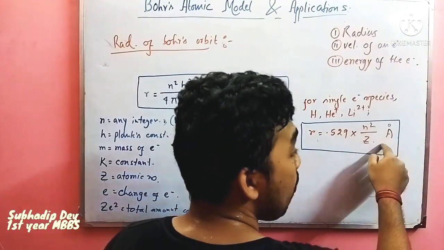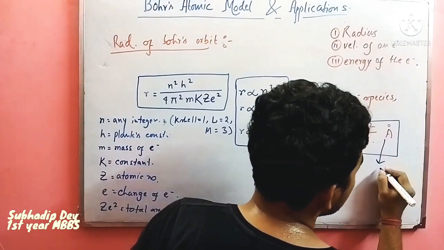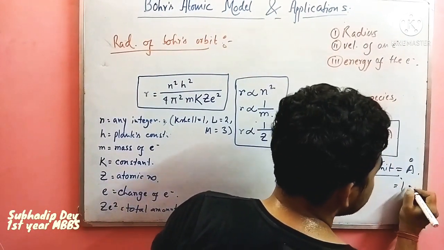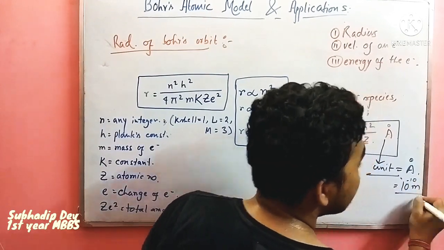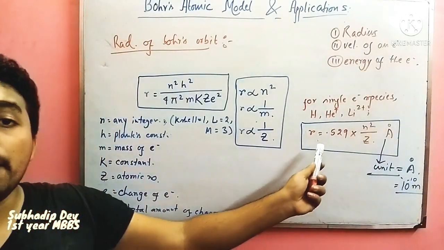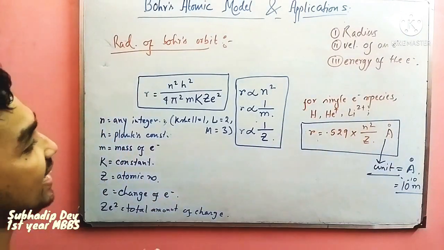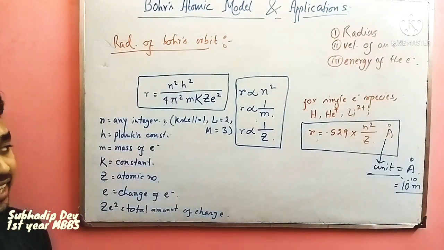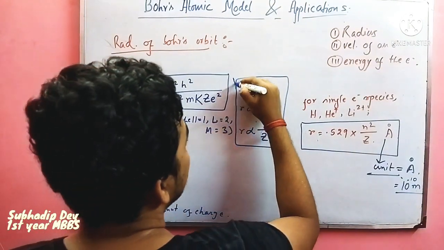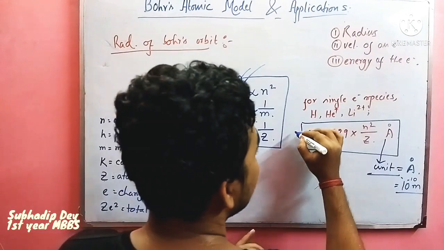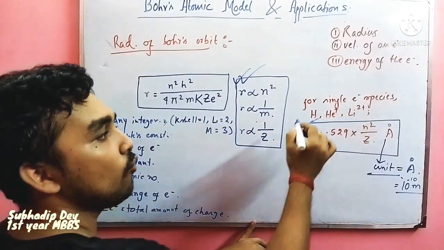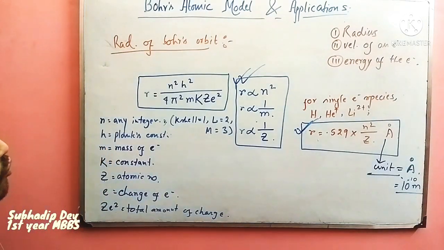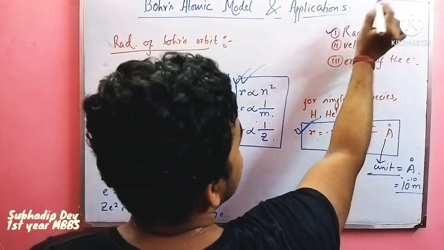And here you must note the unit, that is Armstrong, that is 10 to the power minus 10 meter. Okay, please remember this concept. So this is the whole idea for the radius of Bohr's orbit. You need to remember these three relations, and lastly you need to remember this relation for single electron species. Okay, so now our first one is completed.